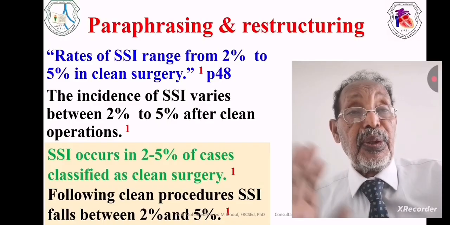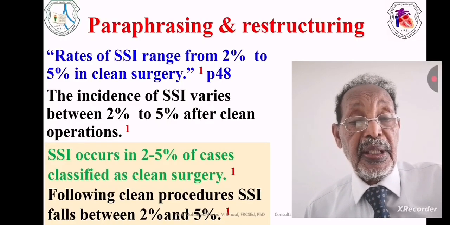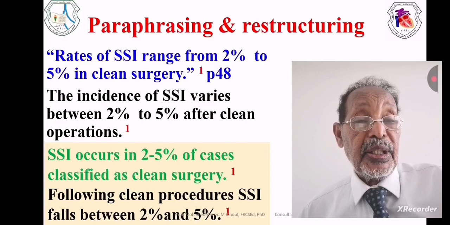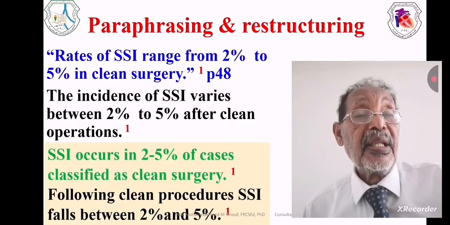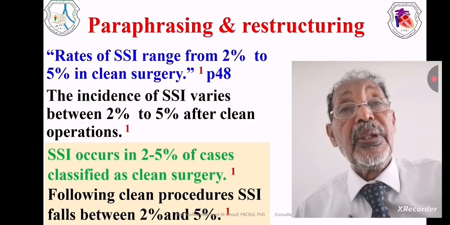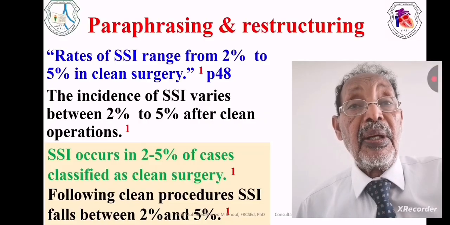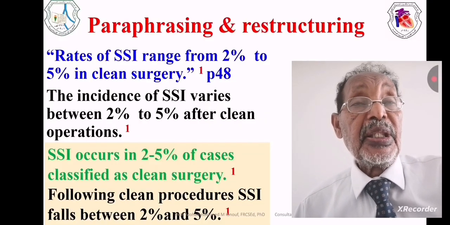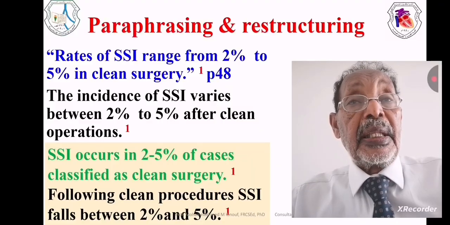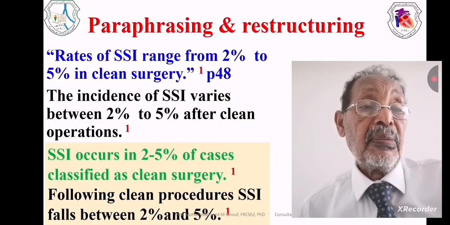We can start from bottom to the top, from the end to the beginning. Following clean surgical procedures, surgical site infections falls between 2 to 5%. Then we write the citations. When we write in our own words, we should not write the page numbers. We write only the citation number as a superscript that jumps on the top of the lines.